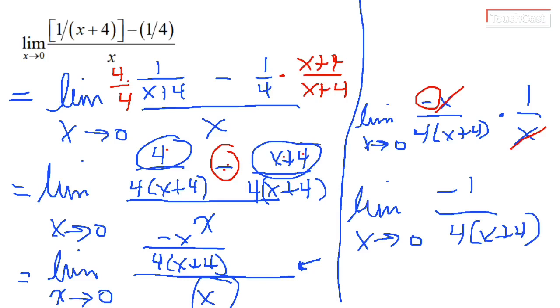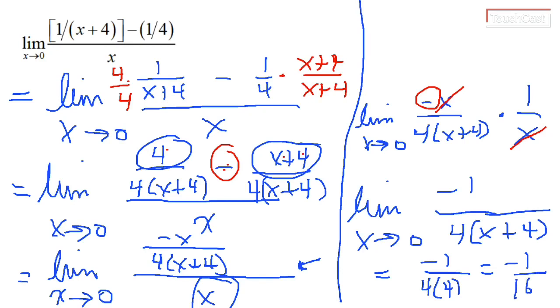Now I can make my substitution without having a 0 in the denominator. I'm going to make that a little nicer, x plus 4. I'm going to simplify by substitution. I'm going to replace the x with 0. That's going to make negative 1 over 4 times 4, which makes negative 1/16.